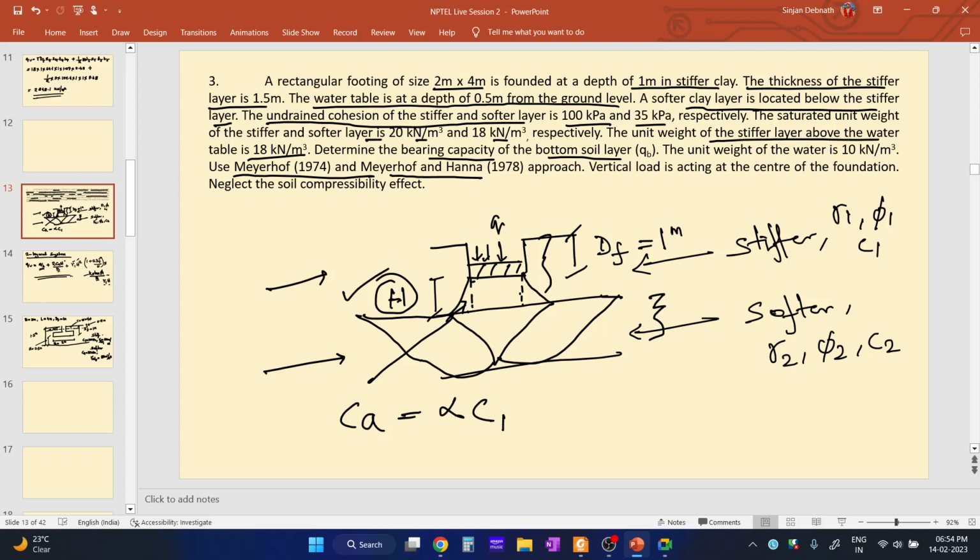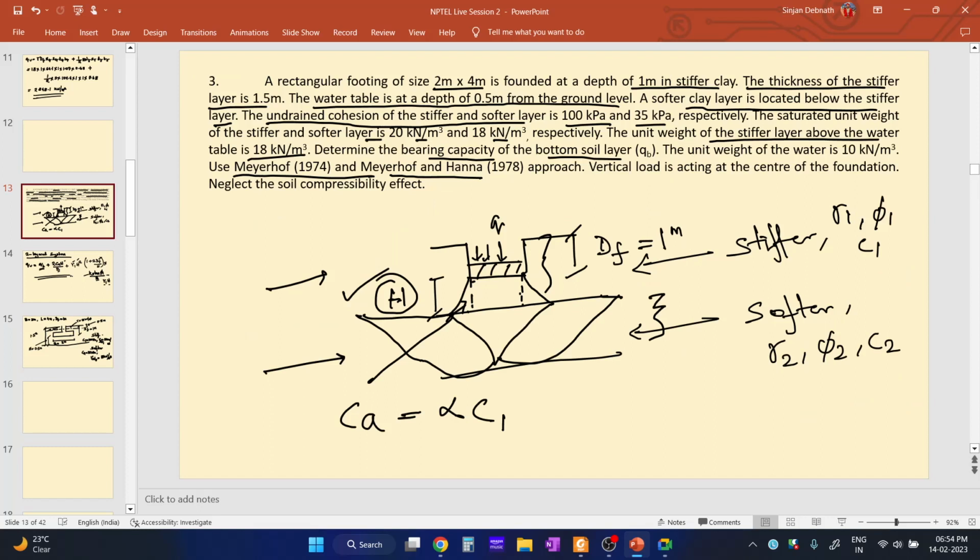In the next question, I believe we will be asked to find out the bearing capacity of the top layer. But in the question after that, we will need to find out the bearing capacity of the two layered system, of the whole thing. So in this particular question we need to find out the bearing capacity of the bottom layer only, the softer layer. So determine the bearing capacity of the bottom layer QB.